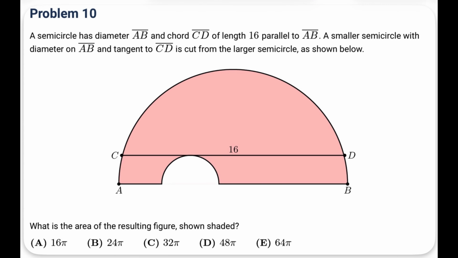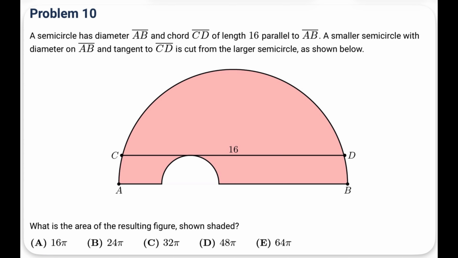We will do problem 10. A semicircle has diameter AB and chord CD of length 16 parallel to AB. A smaller semicircle with diameter on AB and tangent to CD is cut from the larger semicircle as shown below. What is the area of the resulting figure shown shaded? Now, different from problem 6, you do get this diagram in the test.